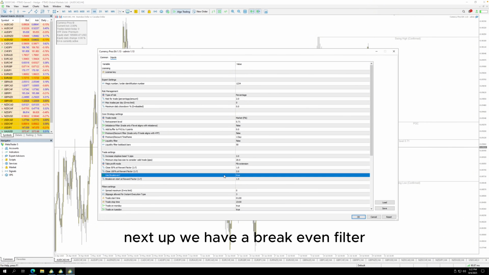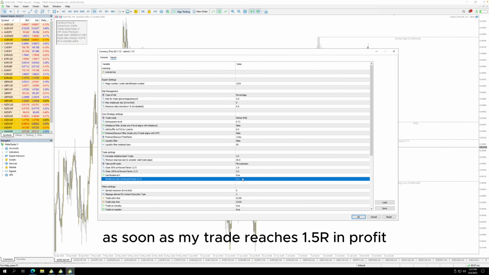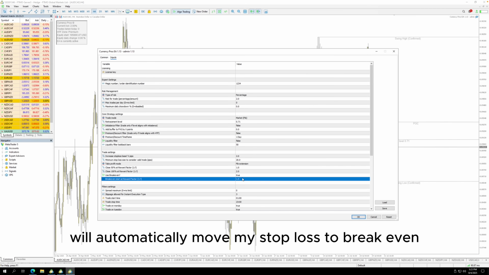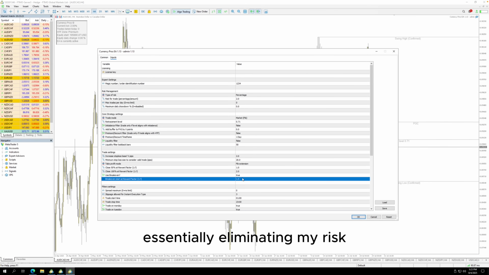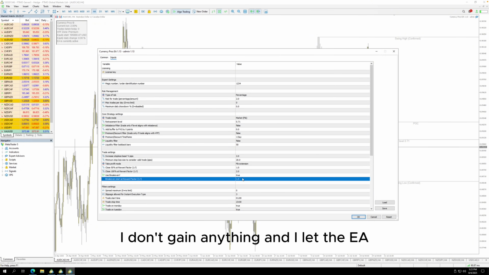Next up, we have a break-even filter. I personally have mine set to true, and this is a really personal setting. Not everybody needs to use this. Not everybody wants to use it, but I keep mine set to true and I keep the reward factor at 1.5 R. So basically, as soon as my trade reaches 1.5 R in profit, the EA will automatically move my stop loss to break even, essentially eliminating my risk. So if it goes against me, I don't lose anything, I don't gain anything, and I let the EA move on to the next trading opportunity.